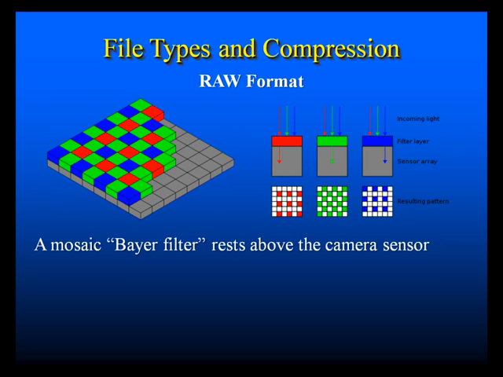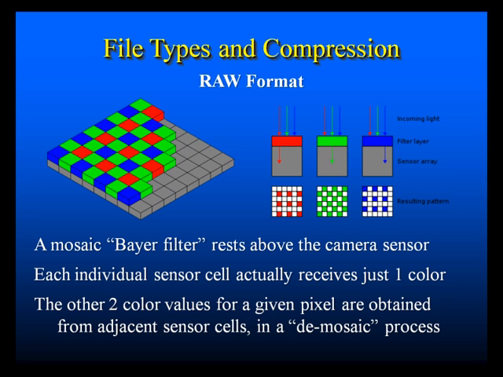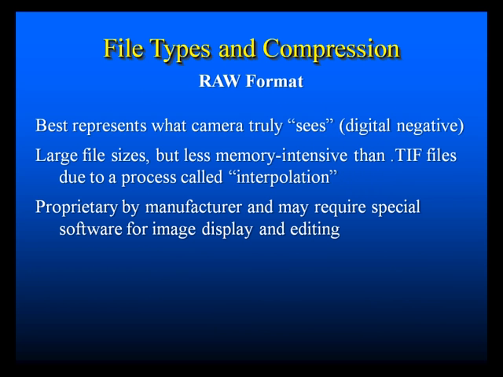Similarly, we've got red and blue ones on here, and it turns out that each individual sensor cell just receives one color then. That's the way a raw image is shot. Well, how do I get for that very top pixel that's only green, how do I get red and blue numbers for that one? Well, you bring them in from the adjacent sensor cells in what's called a demosaic process. That's how you end up getting 8 bits of color information for green, 8 bits for blue, 8 bits for red for any individual pixel. It's actually called interpolation.